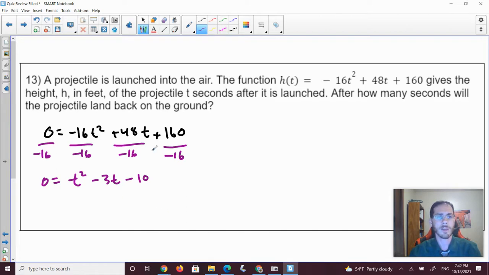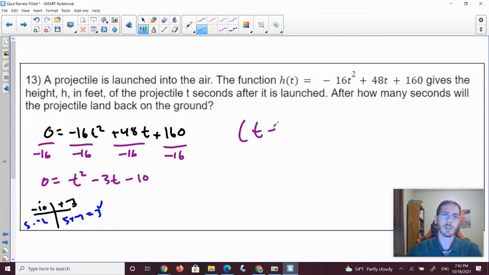All right, so I need to factor this. So again, I need to find things that multiply to negative 10 and add up to negative 3. Well, there's two convenient ones, which would be 5 and negative 2. 5 plus negative 2 is 3. That works out. So since I made t just by itself, I automatically know I'm going to get t plus 5 and t minus 2.